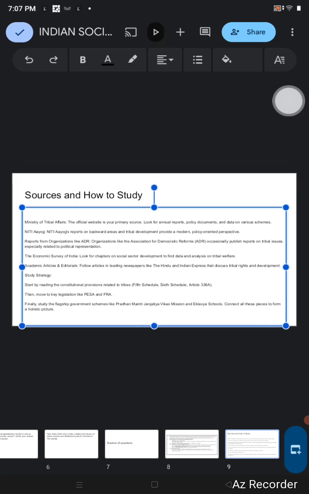I will suggest having a look at the Ministry of Tribal Affairs to see what kind of new activities are going on, and you can read reports from organizations like the Association for Democratic Reforms.